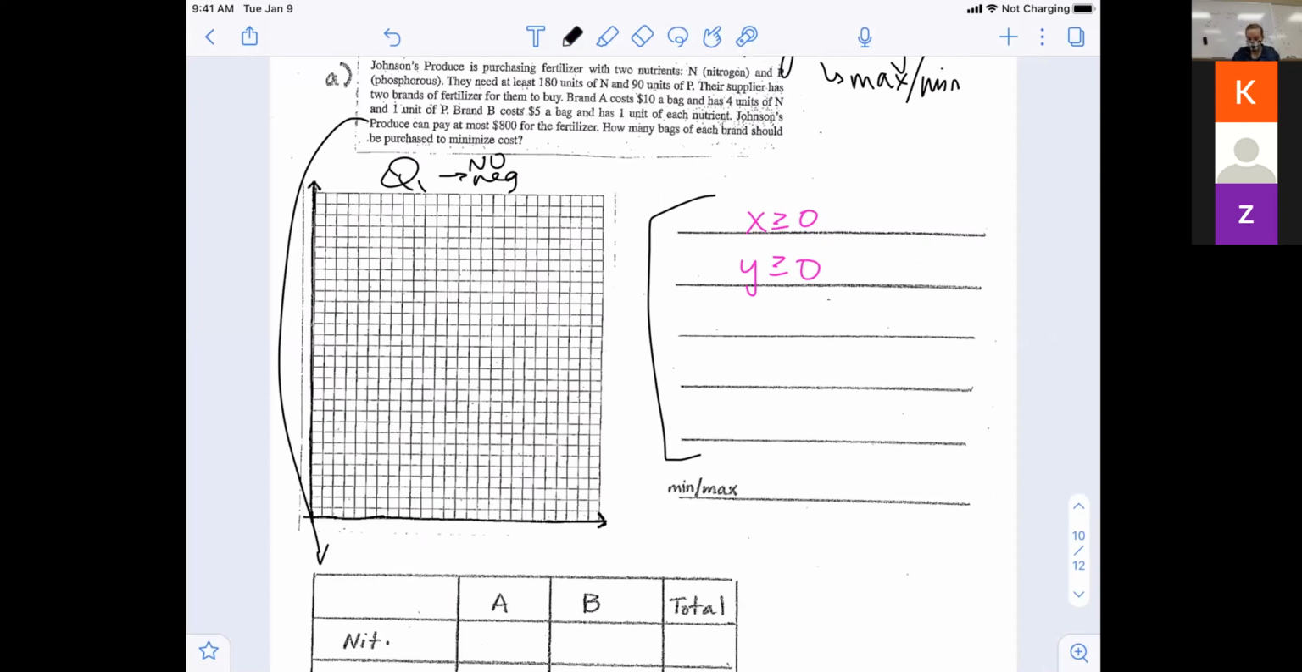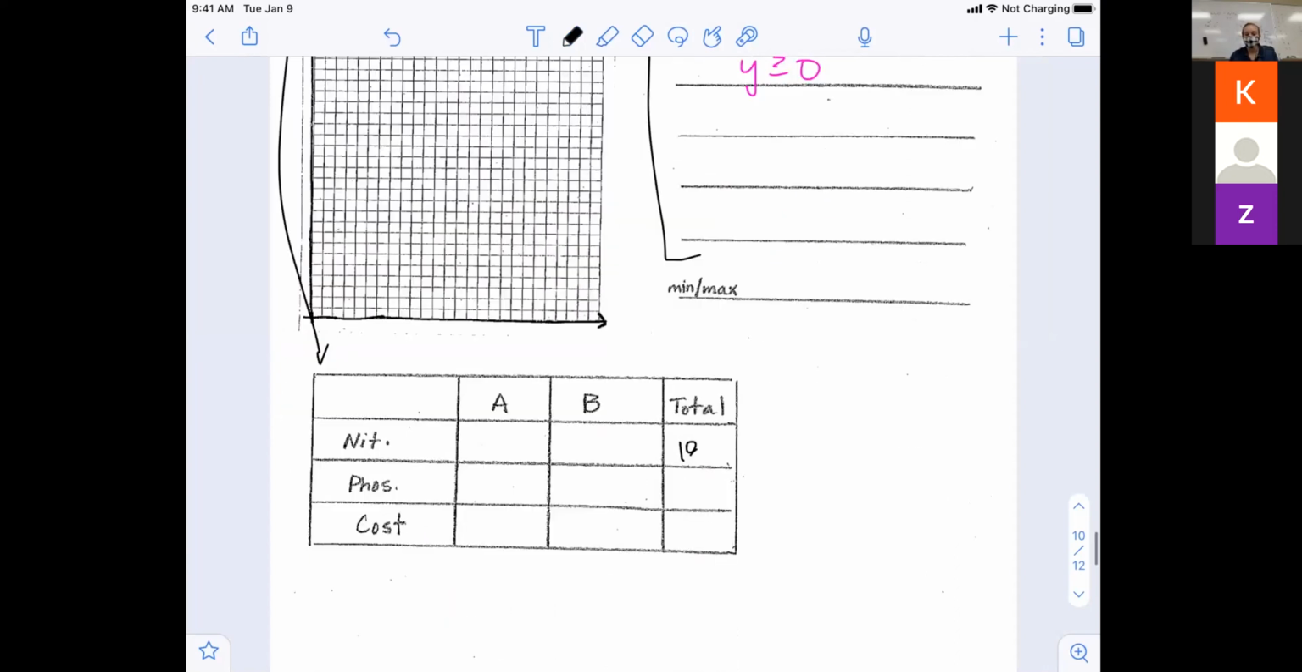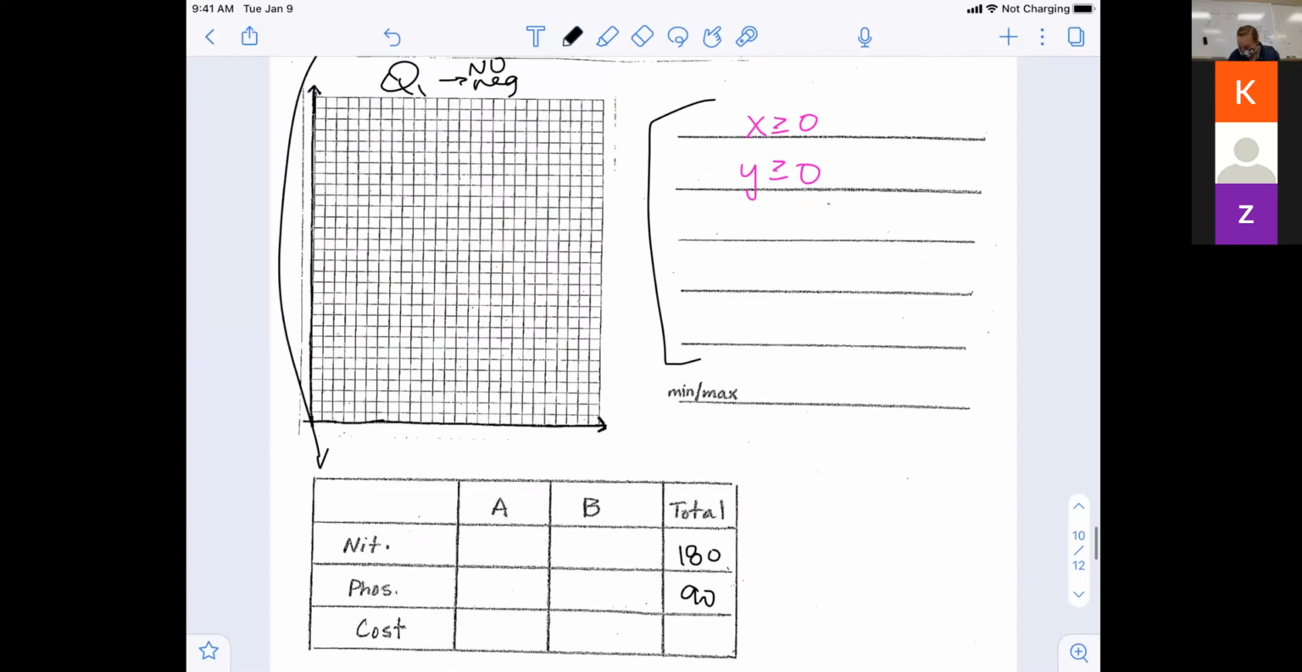And I think the only thing we did together last class was knowing that we need at least 180 units of nitrogen and 90 units of phosphorus. So that goes in my total column. I need a total of 180 units of nitrogen and I need 90 of phosphorus. It said I need at least that amount, so that means I want greater than or equal to. I have a hard time with greater than and less than personally, so I like to write the symbols as soon as I can, or determine them as fast as possible.